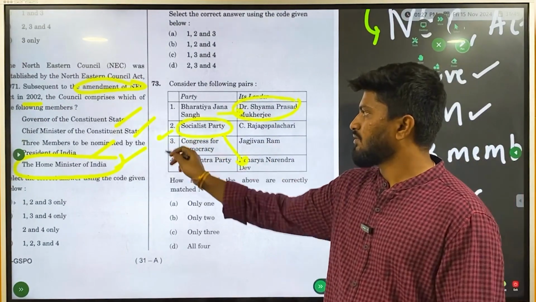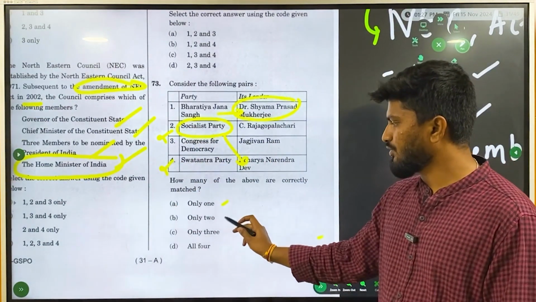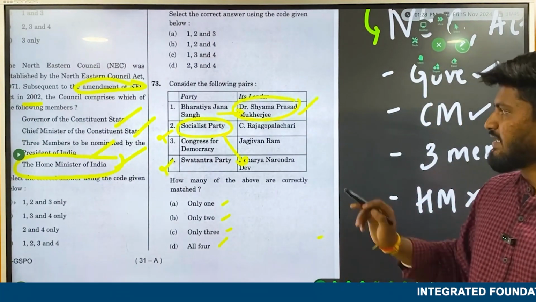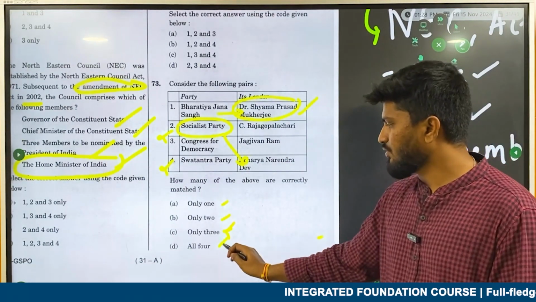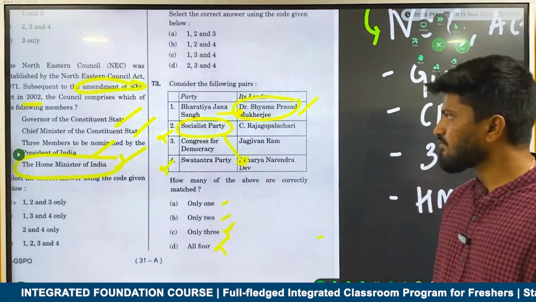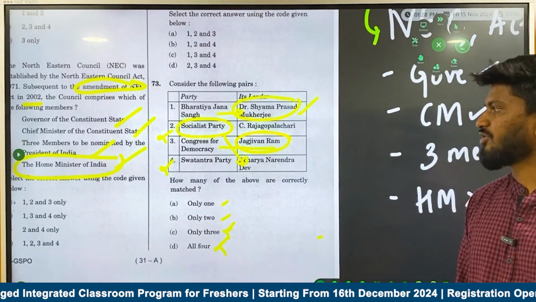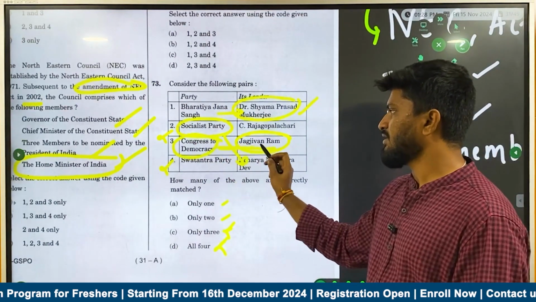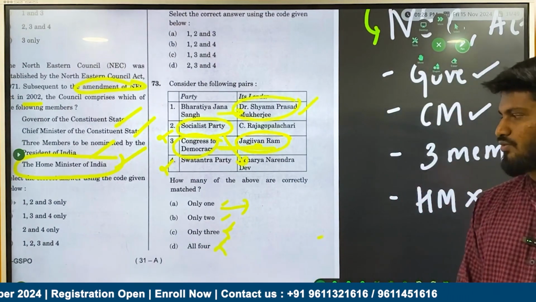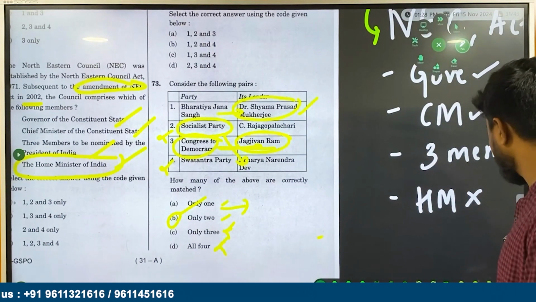So 2 becomes wrong, and obviously 4 is also wrong. The question is asking only 1, only 2, only 3, only 4, all the 4. So only 1, this is right already, and second, only 3 is wrong, only 4 is wrong. So your choice is between only 1 and only 2. And Congress for Democracy. If you have any idea about Jagjivan Ram, you will know Congress for Democracy was established by Jagjivan Ram. This is also very factual. So you will be left with 50-50. You can choose here either 1 or 2. So the correct answer is only 2. Okay, this is also factual only.